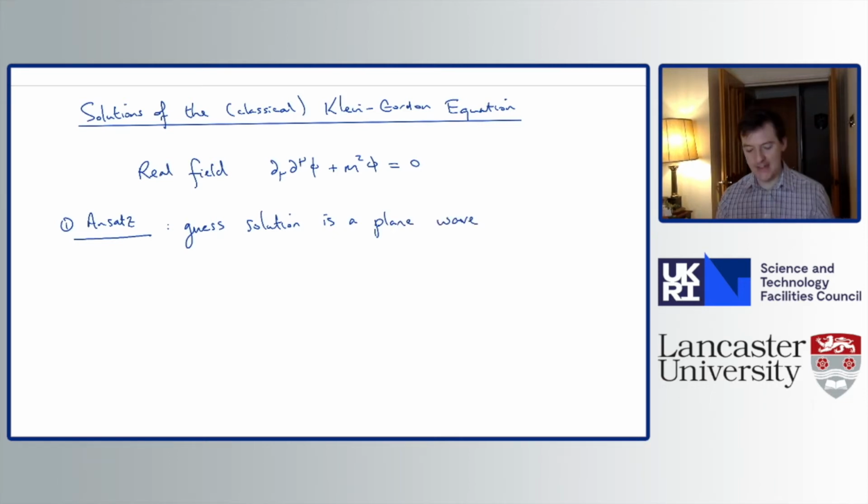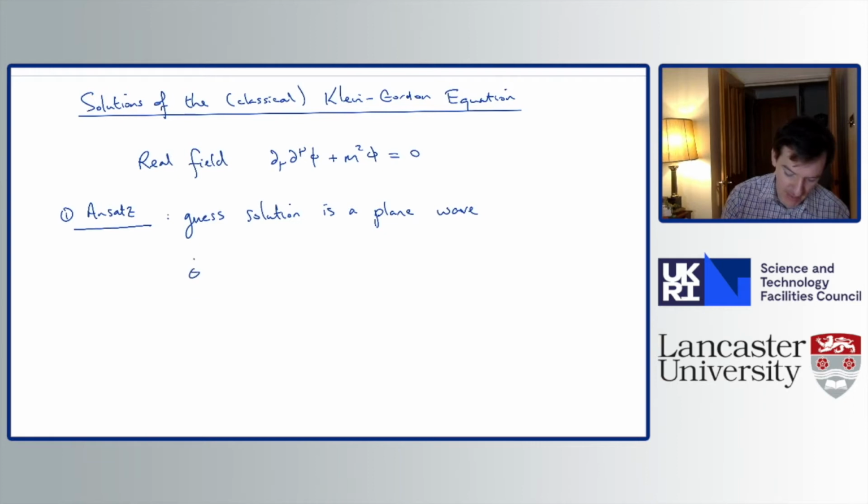If you wouldn't have guessed this, let me just tell you that a plane wave solution is a good solution to the Schrodinger equation. It's going to turn out to be a solution to the Klein-Gordon equation. It's also a solution to the Dirac equation. It's a solution to all of these wave equations. So guessing a plane wave solution is a good place to start.